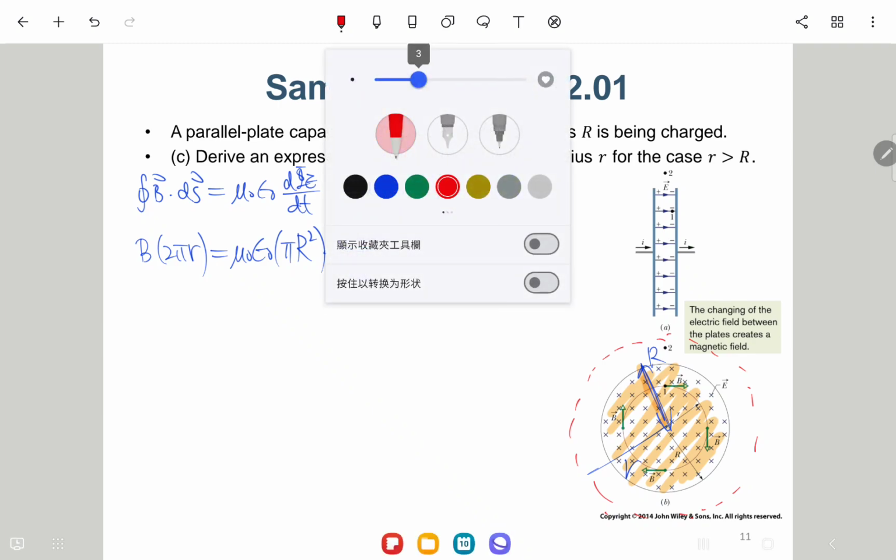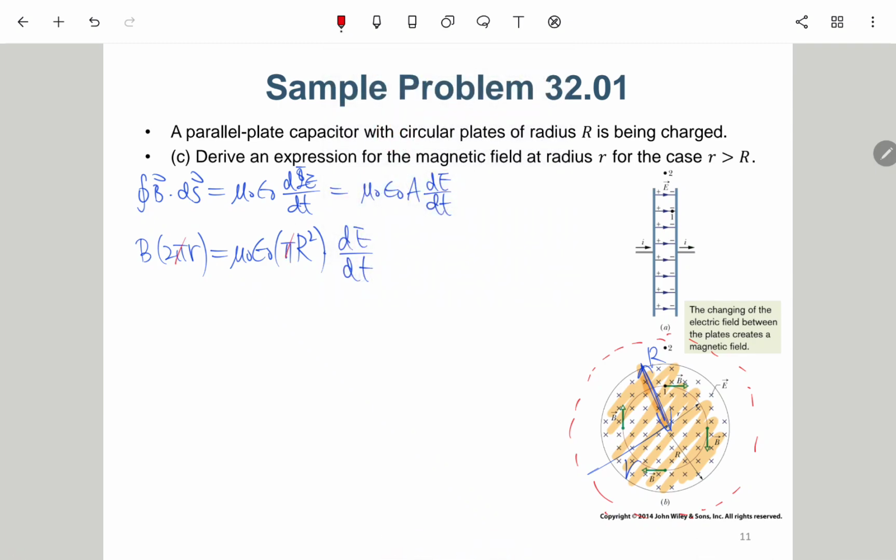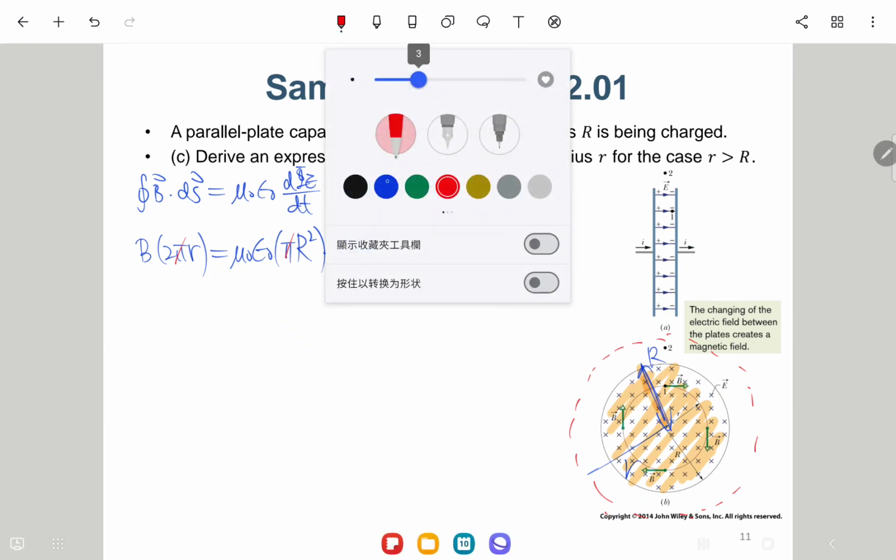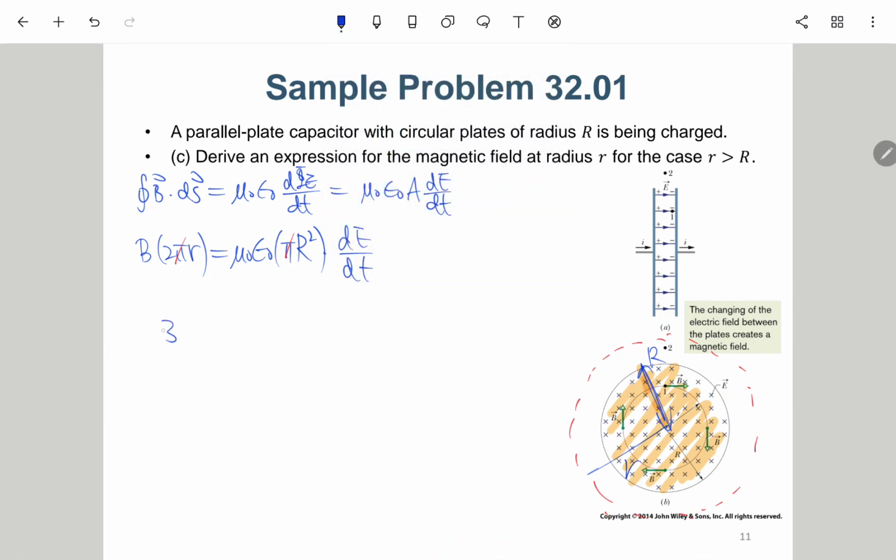Okay, so here we can only cancel the pi, we cannot cancel R. So here we have B equals mu naught epsilon naught over 2, and then times capital R squared over small r, and then times dE dt. Okay, so this is the expression when r is larger than capital R.